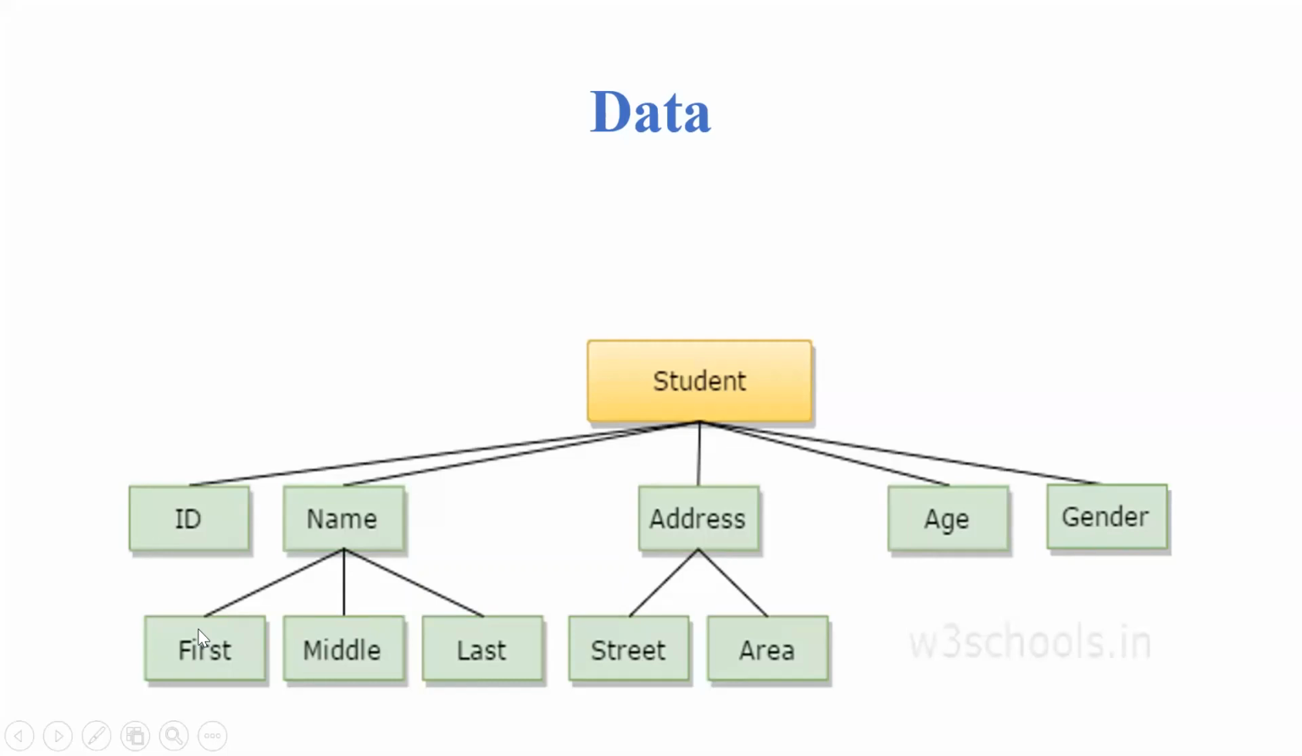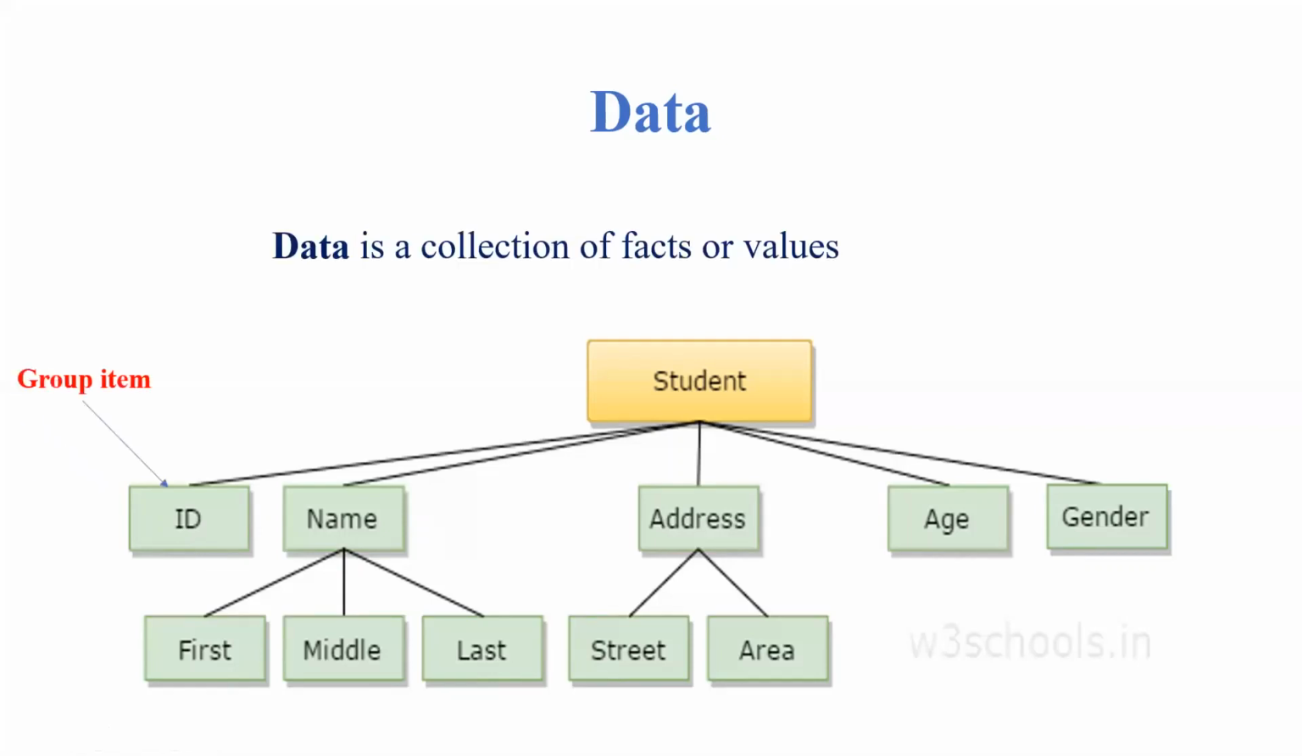But name has further first name, middle name and last name. Address has street and area. So name and address are examples of group items, while ID, age and gender cannot be further divided into sub items. So it can be considered as a datum or elementary item. Here we can also call it an elementary item because we cannot further divide it. First name also we cannot further divide, last name also, ID also. So data is a collection of facts and values. Here a group item example is name, and an elementary item we can consider is gender.